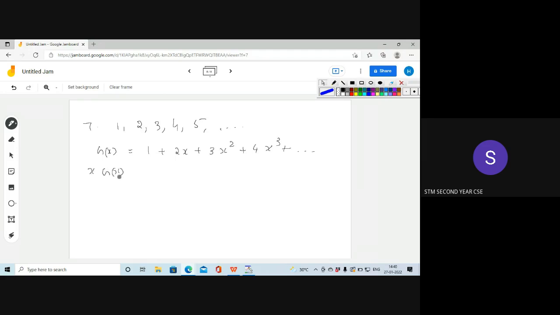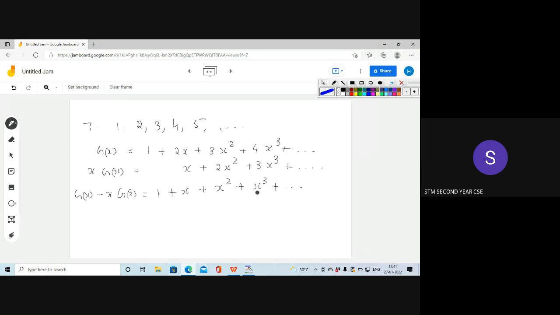Now, what is x g of x? X into g of x is equal to: 1 into x, I get x, I'm writing it below x, then 2x into x, I get 2x square, plus 3x square into x, I get 3x cube, plus etc. This goes on. Now again, I'm going to subtract g of x minus x into g of x. What will I get? I get 1 here, 1 minus 0, 1, then 2x minus x, I get plus x. 3x square minus 2x square, I get x square. 3 minus 2, 1, 4 minus 3, 1. So again, I get here x cube and so on.